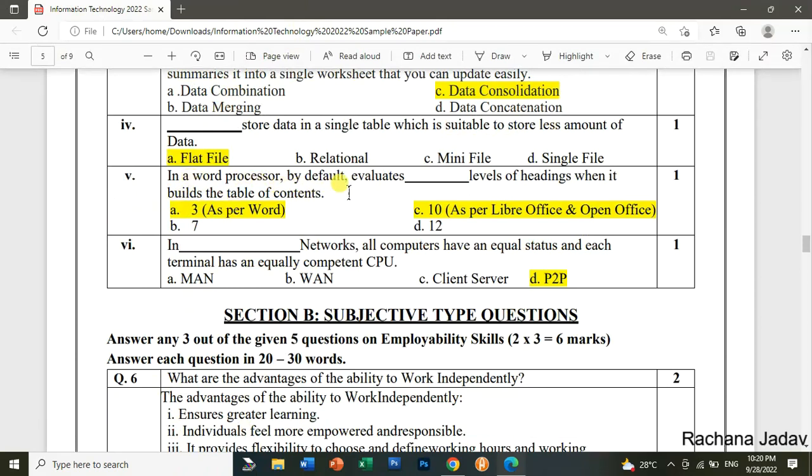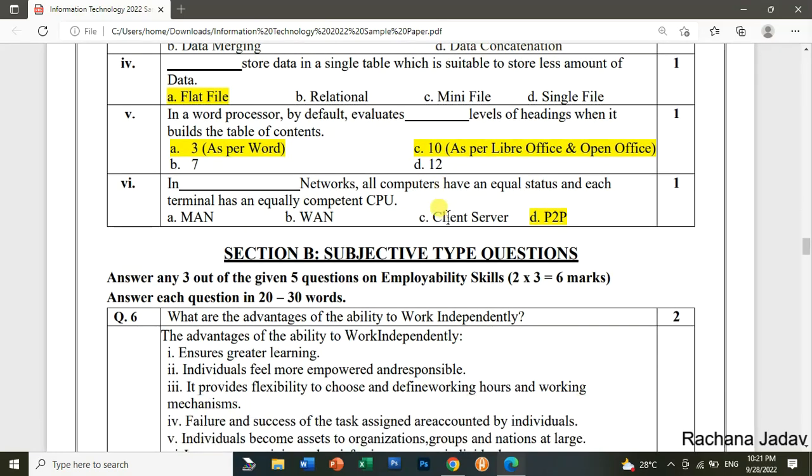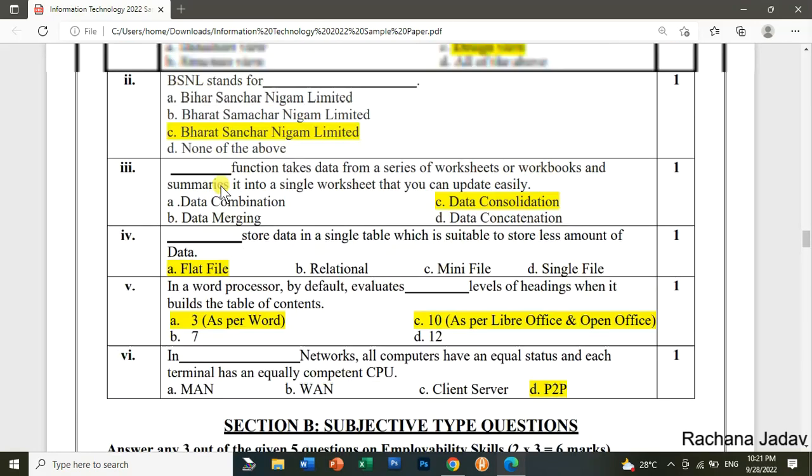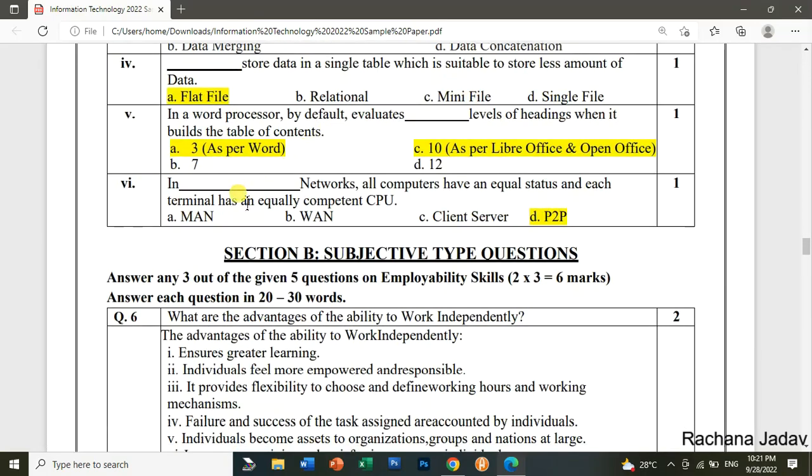In a word processor, by default it evaluates dash levels of headings when it builds the table of contents. So here two answers I have highlighted. Why? Because अगर आप Microsoft Word के according देखोगे तो 3 है हमारे heading levels, while in LibreOffice and OpenOffice it is 10. Okay, so please check it out and write it over there. You give the explanation, and yes, you also have the option कि अगर आपको नहीं आता है you can go with any 5. So you can skip and go with another question.